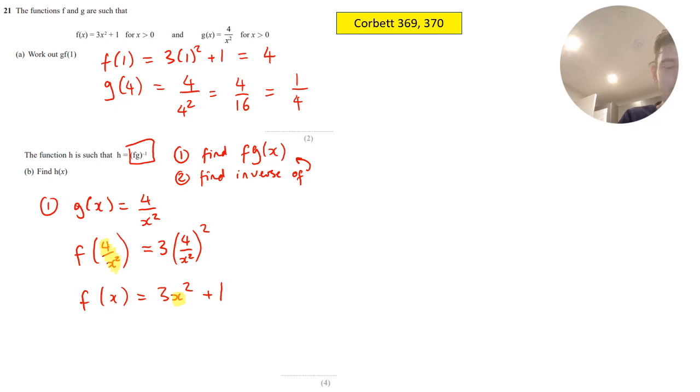So let me just highlight what I've done there. I've replaced my x with 4 over x squared. I've still got this plus 1 I don't want to forget about. Okay, let's simplify this. So let's square that thing in the brackets. 16 over x to the 4. Because I squared the 4 and I squared the x squared.